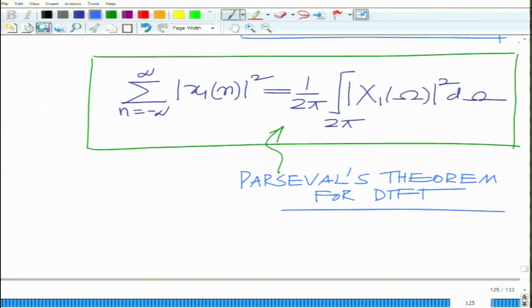This is the Parseval's theorem for DTFT: the summation n equal to minus infinity to infinity magnitude x1[n] square equals 1 over 2 pi integral over any 2 pi region magnitude X1 of omega whole square d omega. Okay, all right. So, basically that completes our discussion of the properties of the DTFT. In the next module, we will start looking at the DTFT and its properties with relation to LTI systems. All right, so we'll stop here and continue in the subsequent modules. Thank you very much.